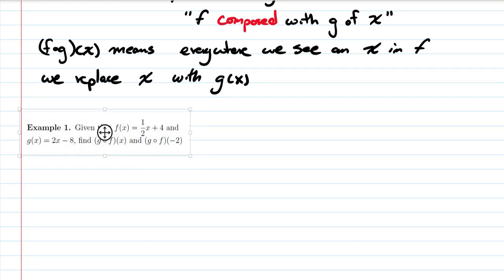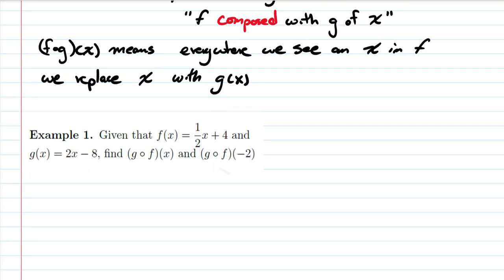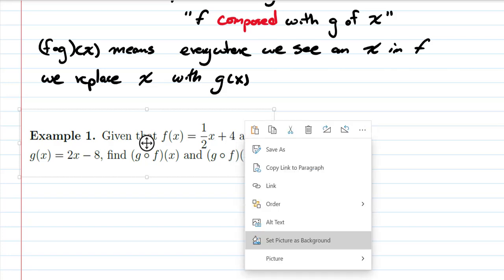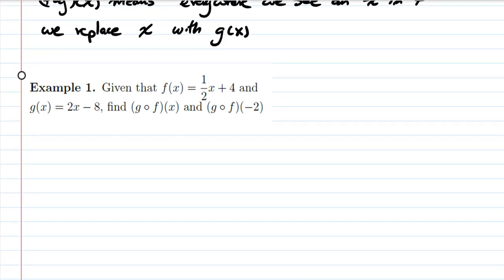So given that f of x is 1/2 x plus 4, and g of x is equal to 2x minus 8, we want to find g circle f of x and g circle f of -2. So when we have our function composition, it always means that we're going to be putting the second function into the first. So our g is 2x minus 8, and our f, which is going to be our second function, is 1/2 x plus 4.